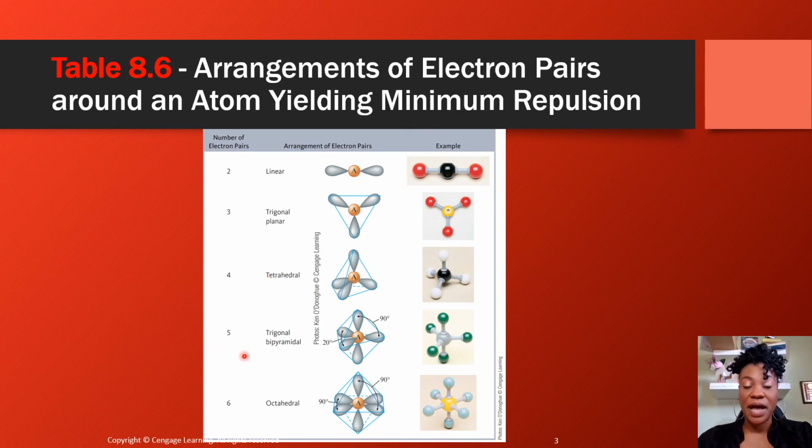If it's trigonal bipyramidal, that means that our steric number is 5, and we have 5 different atoms attached to that central atom, and the arrangement is trigonal bipyramidal. If the steric number is 6, that means that we have an octahedral electron pair geometry, and this is what our molecular geometry will look like.